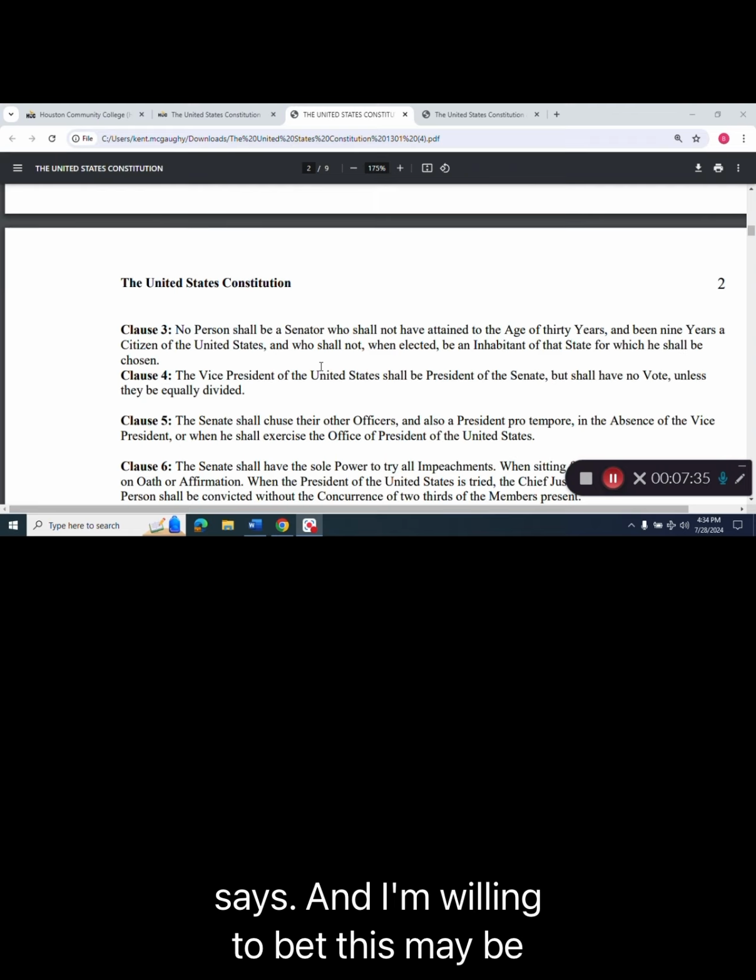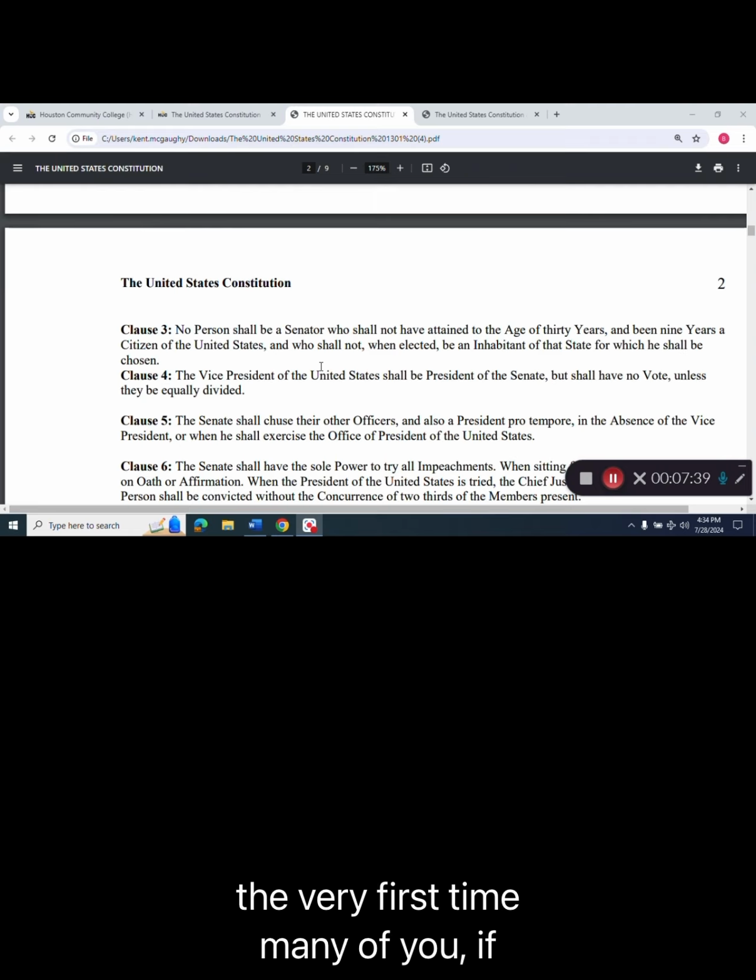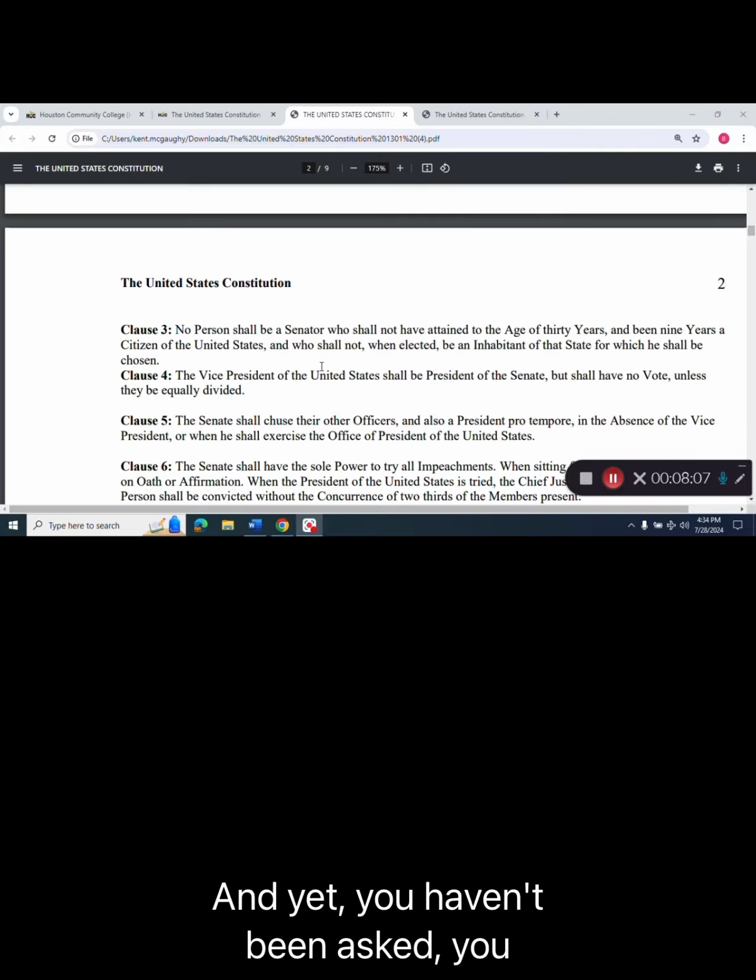And I'm willing to bet this may be the very first time many of you, if not all of you, have been required to look at the Constitution this closely. And that is a shame. That is a national embarrassment. It's very likely that all of you are at least 18 years or older. You're eligible to vote. And yet, you haven't been asked. You haven't been required to look at the Constitution, at what it actually says.